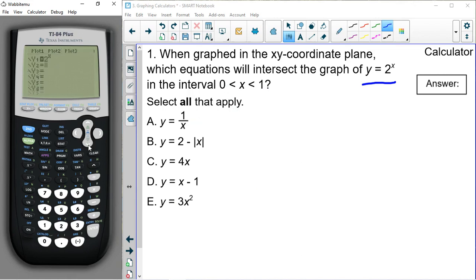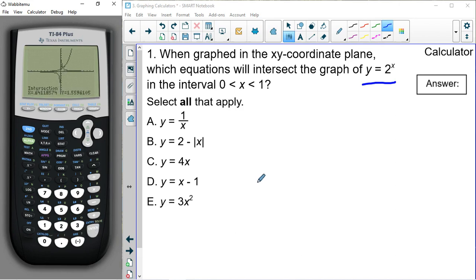Let's do choice A first. So I'm going to go down to y2, and it's 1 divided by x. Then we hit graph, and there's our two functions. Now we're going to calculate the intersection of these two functions by going to second, calc, and going down to number 5, intersect. Now, to find the intersection, it's really easy. We're just going to move left or right to get close to the intersection. That's one intersection. I think that might be the only one here. And then we just have to hit enter, enter, and enter.